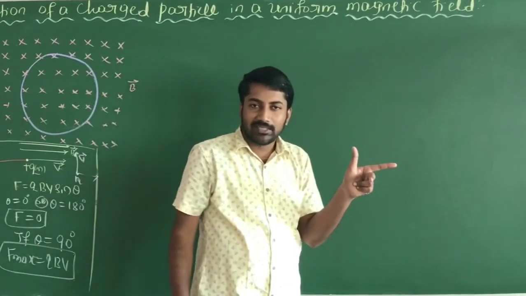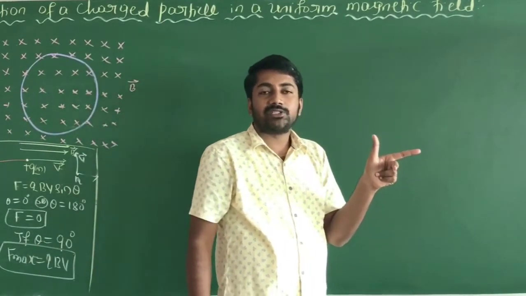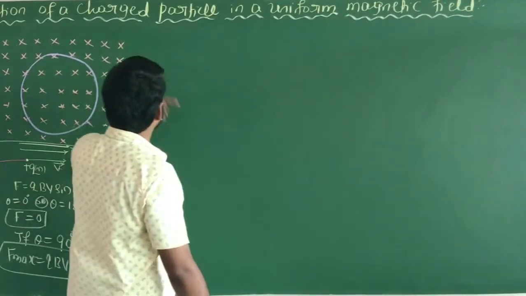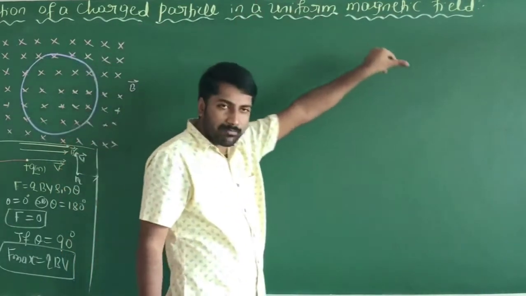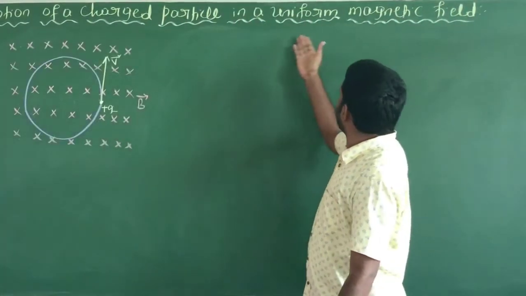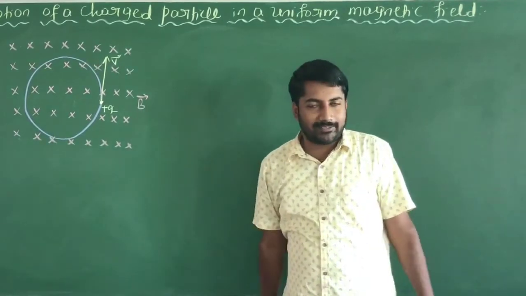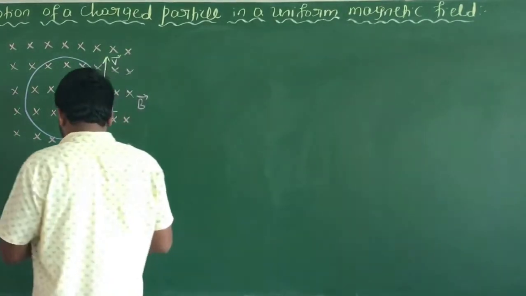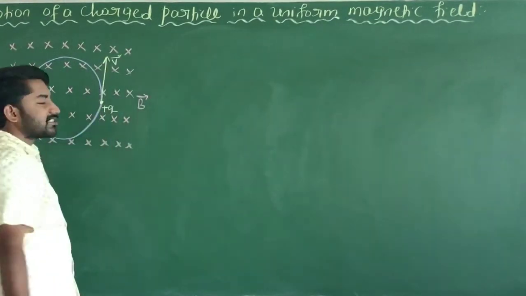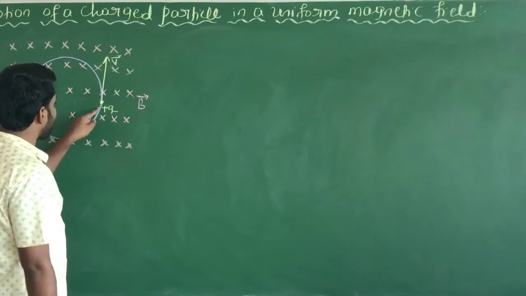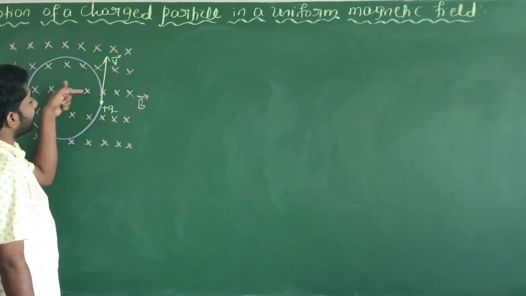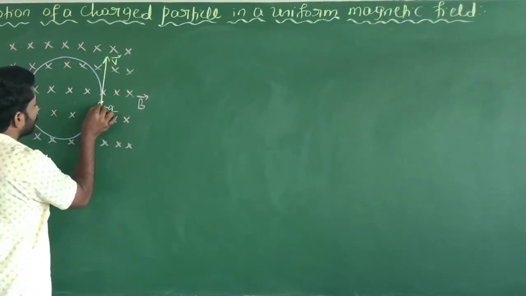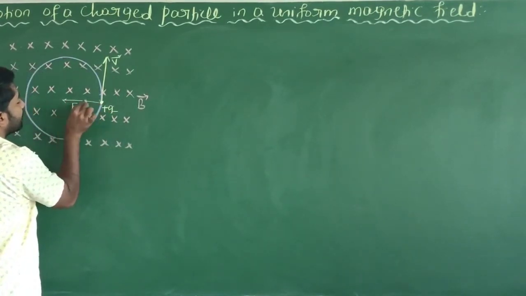Dear students, in this class I am going to discuss the motion of a charged particle in a uniform magnetic field. According to Fleming's left-hand rule, suppose plus q is the charged particle. This charged particle moves perpendicular to the direction of the magnetic field with a velocity v. Here the force acts towards the center.